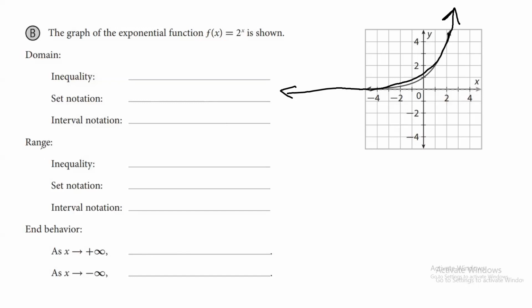But range represents my y values. This graph will never, ever be below zero. If you look at the y-axis as my values, it's always going to be 0 and above, correct? That's why it's from 0 to infinity here. Was that her question? Okay, that was your question. All right.